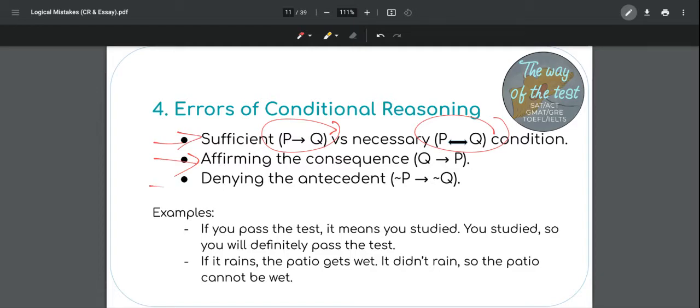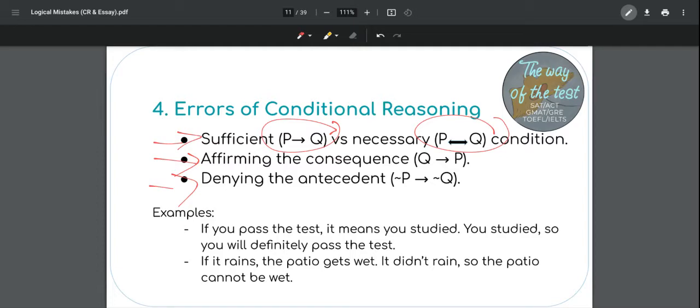And the last one, denying the antecedent. If it rains, the floor gets wet. I don't know that because it didn't rain, the floor is not wet, because again, there are alternative causes. Remember, all of this can be solved with alternatives. So you just have to always leave your mind open for alternative causes.